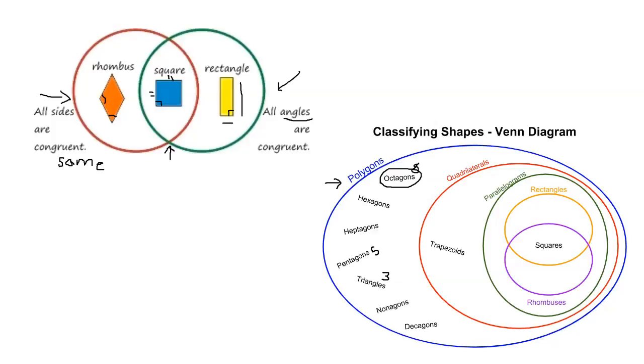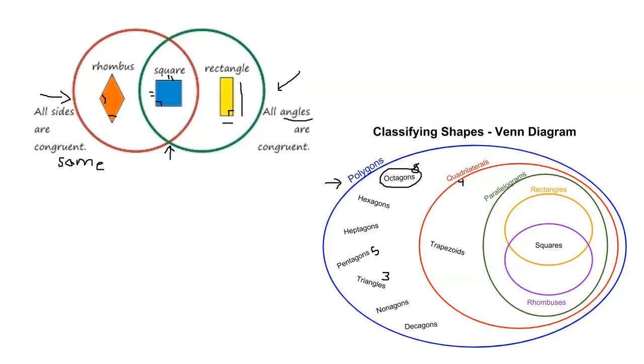Now, there's a special set of polygons in the red circle, that's quadrilaterals. Now remember what quads have? Quads have to have 4. So everybody that's in this red circle has 4 sides. Parallelograms have 4 sides, rectangles have 4 sides, squares, rhombuses, and trapezoids, all 4 sides.